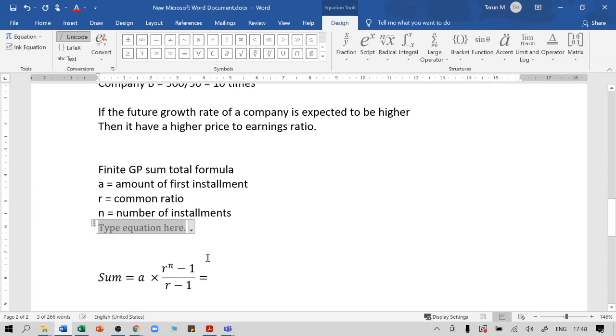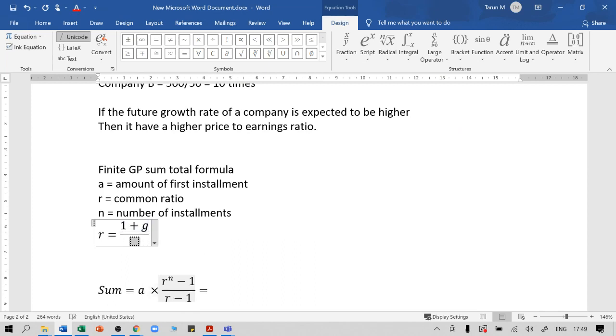In our case, this common ratio is actually 1 plus the growth rate divided by 1 plus the cost of equity, which is the discounting rate. Why is 1 plus G upon 1 plus K the common ratio? Because every year's dividend you will multiply by 1 plus the growth rate, and to calculate present value, every year's amount you will divide by 1 plus the cost of equity. I'll prove it to you later. First, you need to believe that whatever I'm saying is correct. Okay, N is fine. Let's talk about A now.